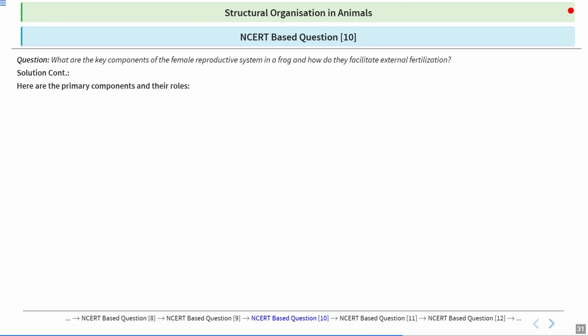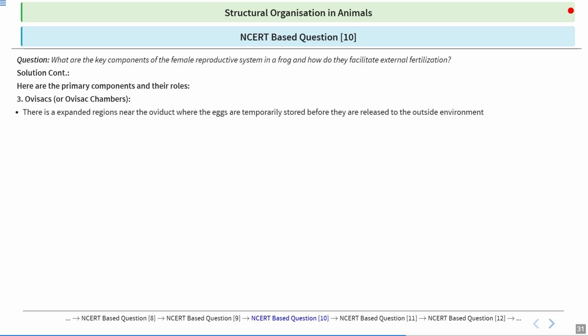Next, ovisac. They are having the ovisac chambers. So there is an expanded region near the oviduct where the eggs are temporarily stored before they are released to the outside environment. Okay, this tube-like structure elongates, dilated when they join to the cloacal part, right? And here, for a temporary time, these eggs are stored.